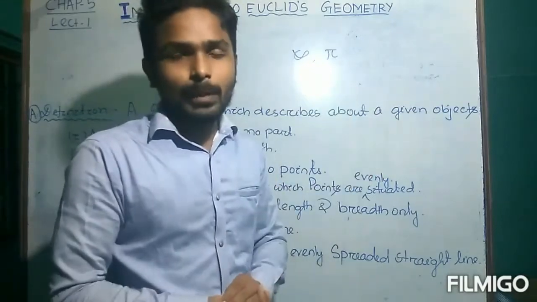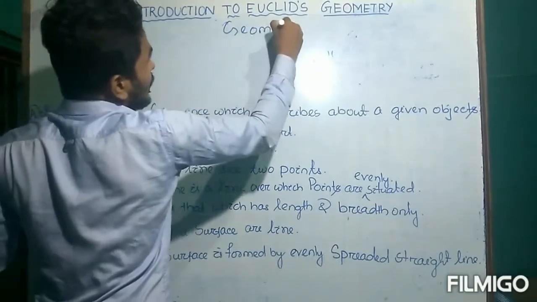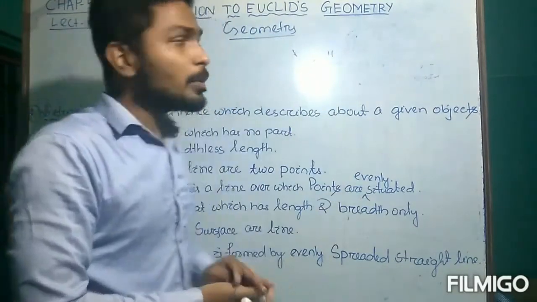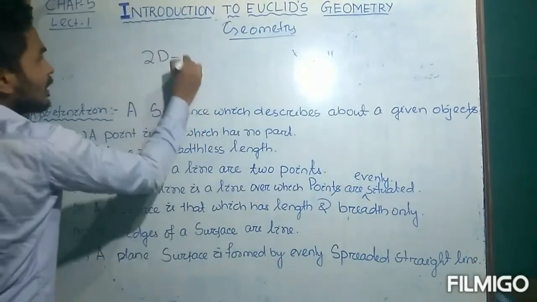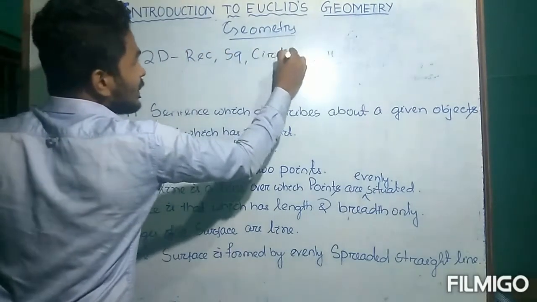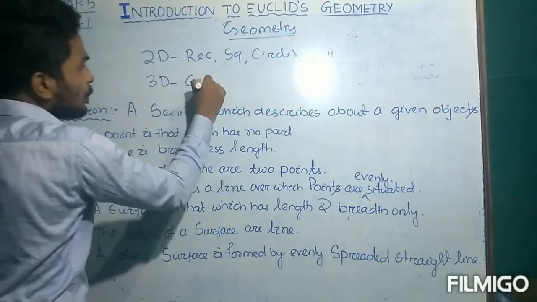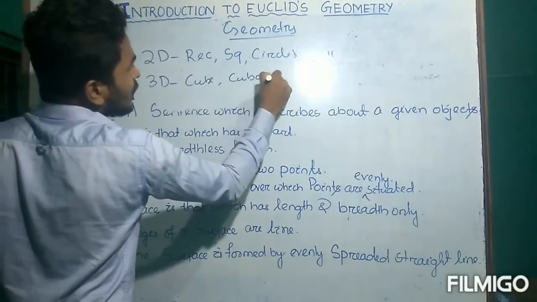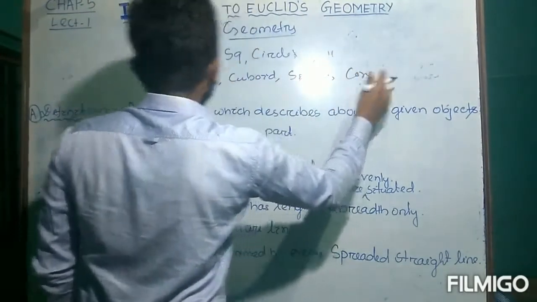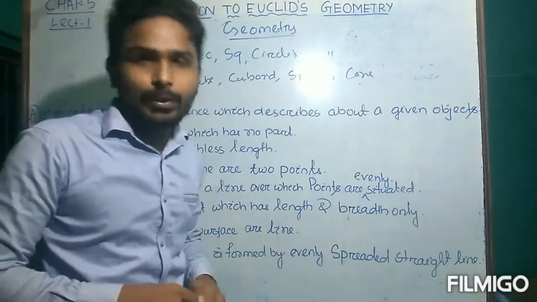But what is the second section of mathematics? The second section is geometry. The part geometry is basically related to some geometrical figures. Geometrical figures like some two-dimensional figures, you can say a rectangle, square, circle, and some three-dimensional figures like cube, cuboid, sphere, cylinder, cone. Geometry is based on this type of geometrical figures.